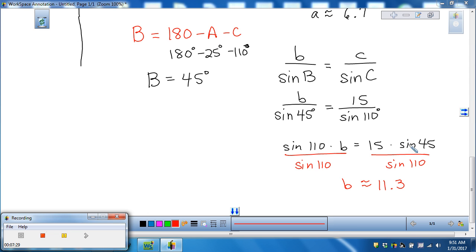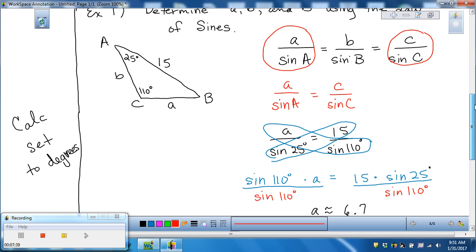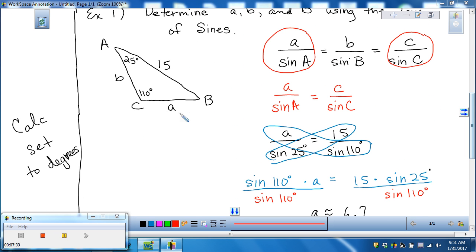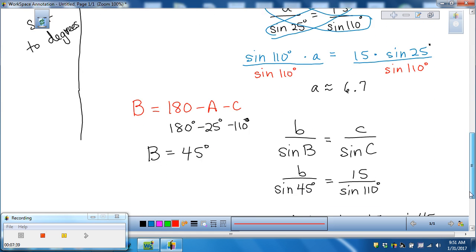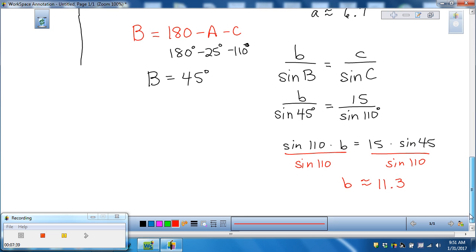So when we did our cross multiplying, we got 15 times the sine of 45 divided by the sine of 110. We get that b is approximately 11.3. Notice that b is bigger than a. a was 6.7. And c was bigger than both of those because C had the biggest angle, B had the next biggest angle, and A had the smallest one. So it makes sense that that would be how we came up with our side lengths. Go ahead and finish recording, and we'll move on to our next example.